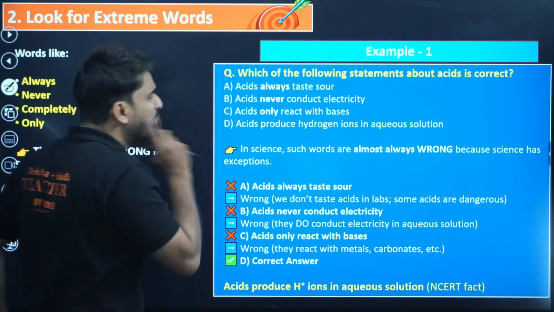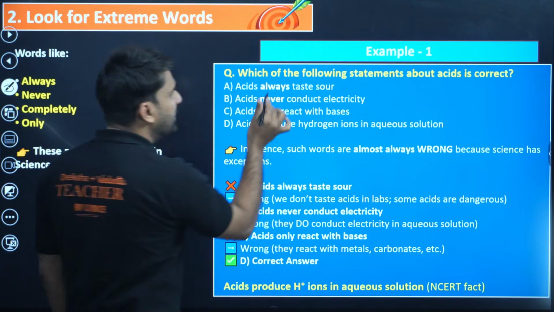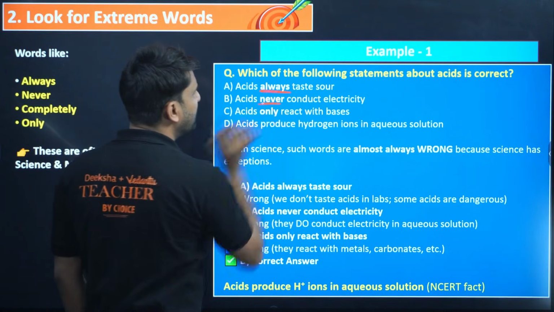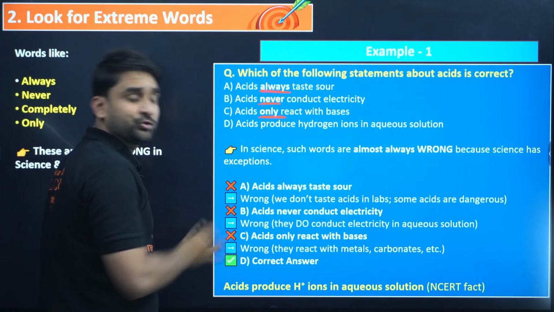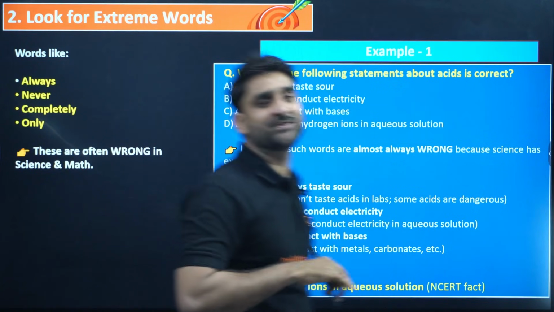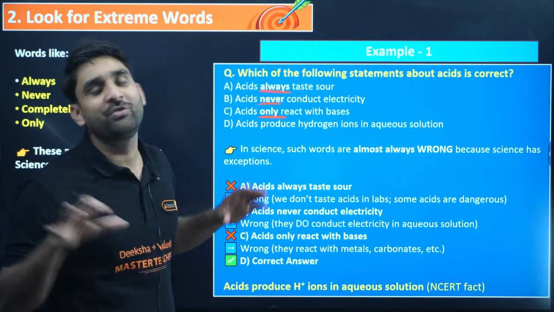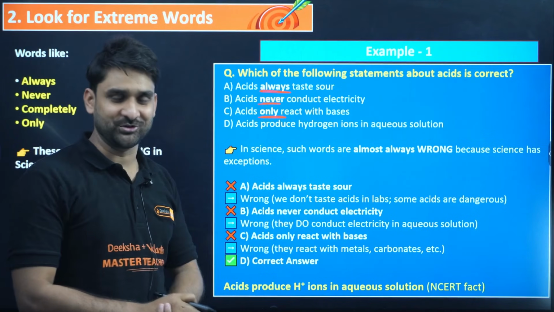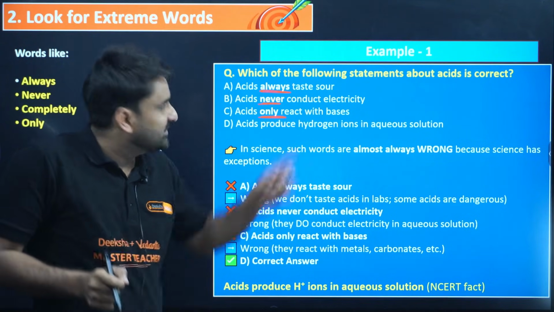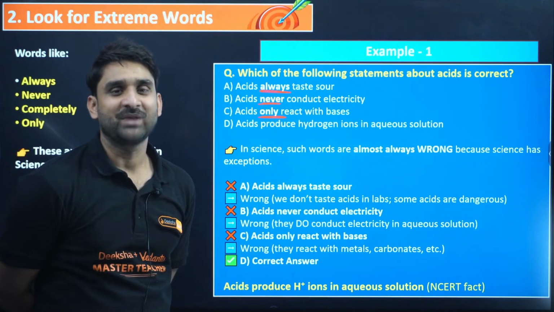So my dear, if you see here the 4 options, the word always is there, never is there, only is there. So basically these words are called extreme words. Often it is found that if these words come up in the options, there is a huge chance that these options will be incorrect. Are you getting my point?